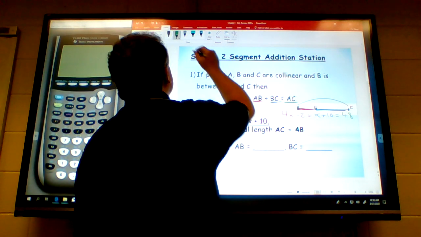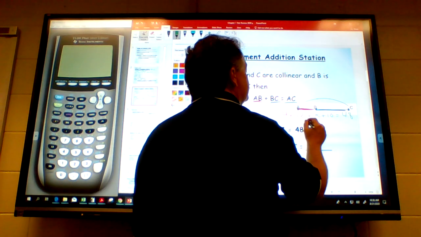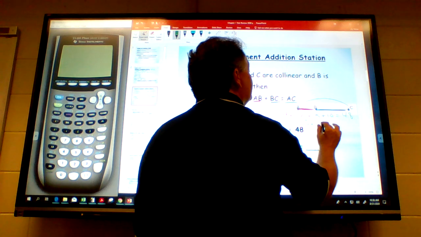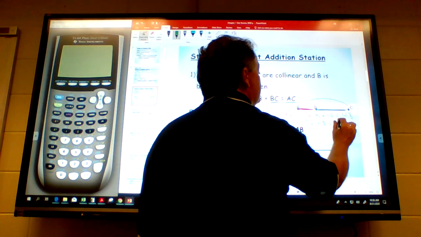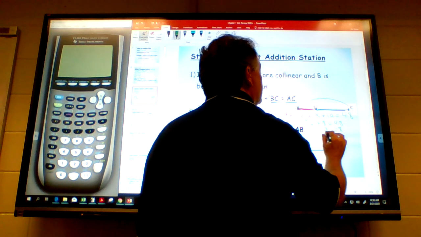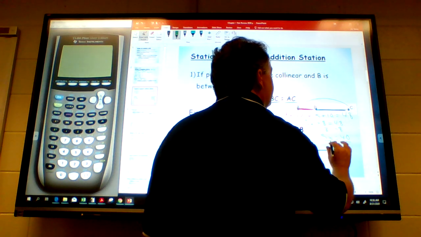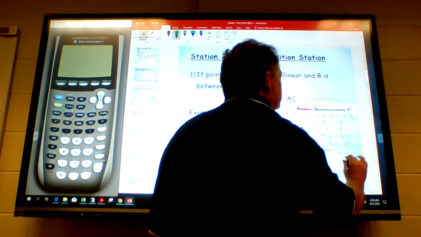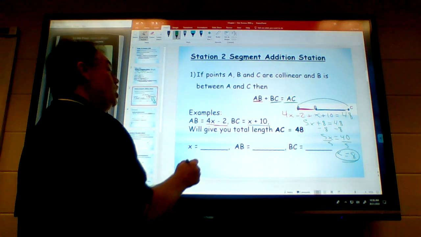So I combine the like terms together. That gives me 5x plus 8, because negative 2 plus 10 gives me positive 8, equals 48. Subtract the 8, and that gives me 5x equals 40, which when you divide by 5, you get x equals 8. Now, x is just part of it.